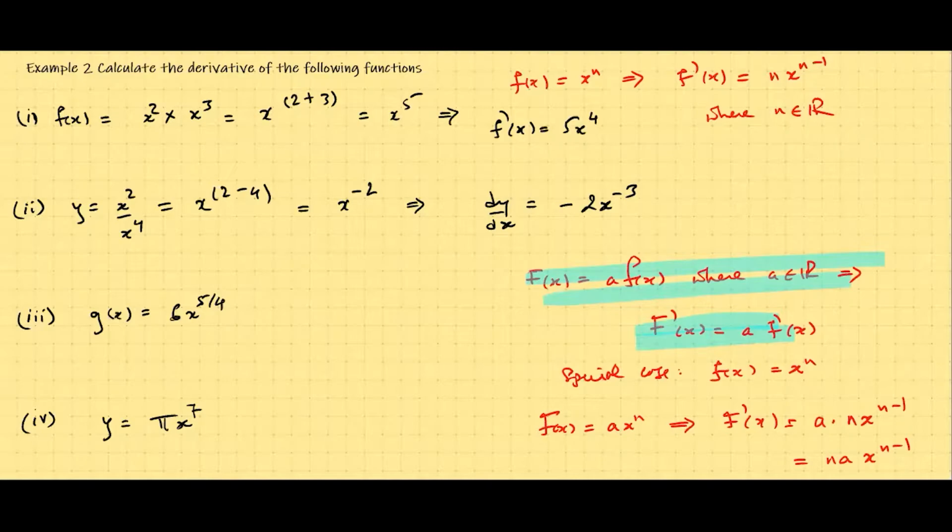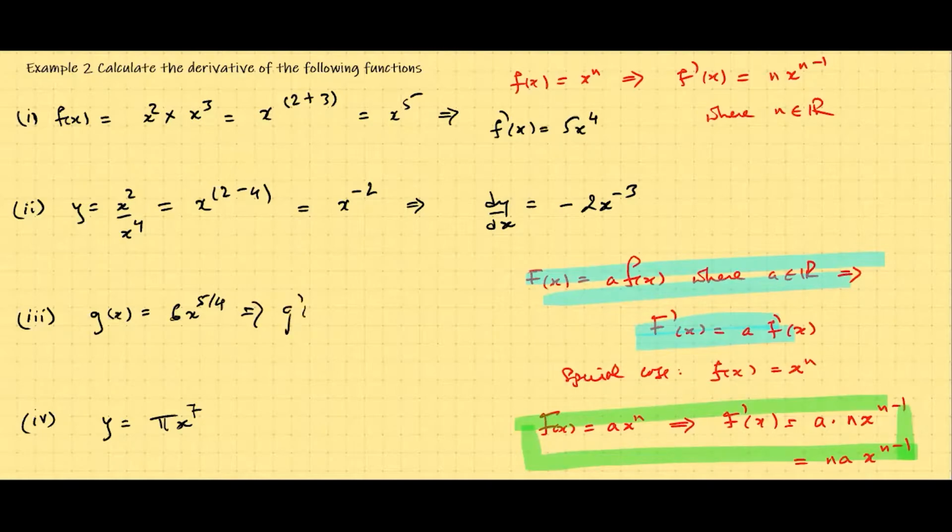So now using this statement in green, we can basically start to differentiate the last two functions we've got on the screen. So g dash of x, when I differentiate this, the 6 just comes along for the ride, and I multiply by 5 over 4 x to the 5 over 4 minus 1, right? We can tidy this up a little bit. How many 2's go into 4? Well, 2. How many 2's go into 6? Well, 3. So I'm going to get 3 times 5, which is 15 over 2 x to the quarter, right? So that's the derivative of g.